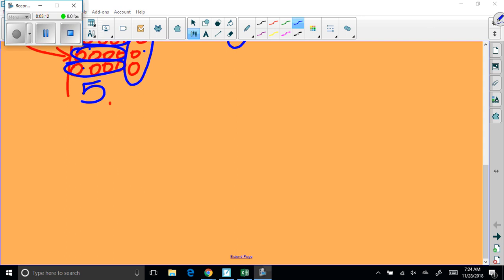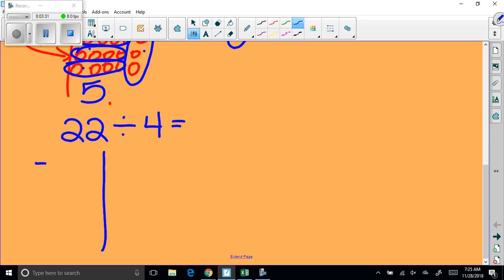Sometimes you will have a remainder though. Let's take that same problem, but we're going to change the dividend to 22. By the way, the answer you get when you divide is called the quotient. Let's say we have 22 and we want to divide that by 4. We're still going to represent it. So my 1s, my 10s. This would show 22. I have 2 10s and 2 1s.